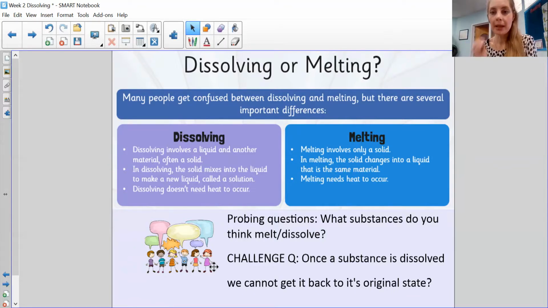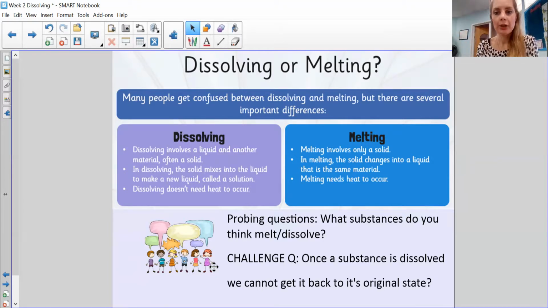When something melts, melting involves only a solid. So think about an ice cube. An ice cube is a solid. And when it melts, the solid changes into a liquid. So the ice cube goes from being a solid, and when we apply heat, which is what is needed, then the material will start to melt and it will turn into a liquid.